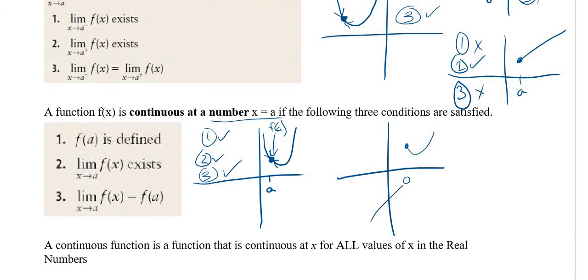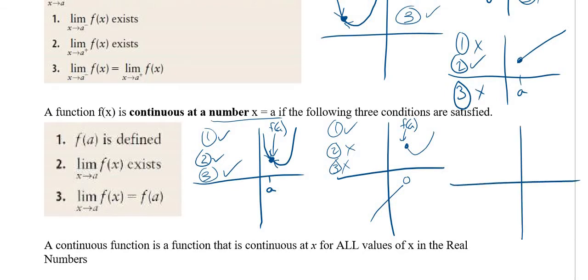So we said this one, we're going to have an f of a value, which is our point, but we don't have a limit here. So condition 1 is satisfied, but we already said this one does not have a limit, so this is not going to work for us. So those two can't be equal, so those are not continuous.